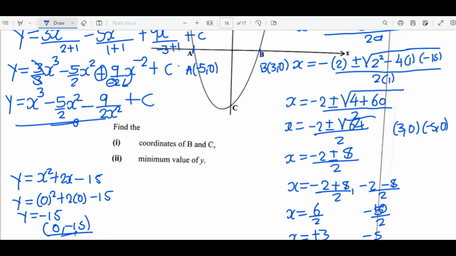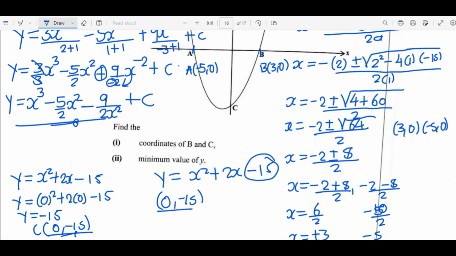Since it is on the y-axis, x is 0, and y is the particular number. So to summarize for the y-intercept, if you are told to find it, you just have to get the number, which is negative 15. Even if you don't solve, because whenever we replace x with 0, the x terms are removed.